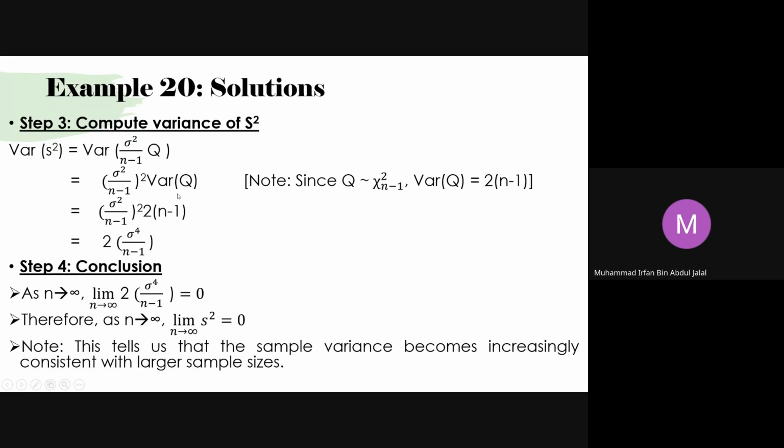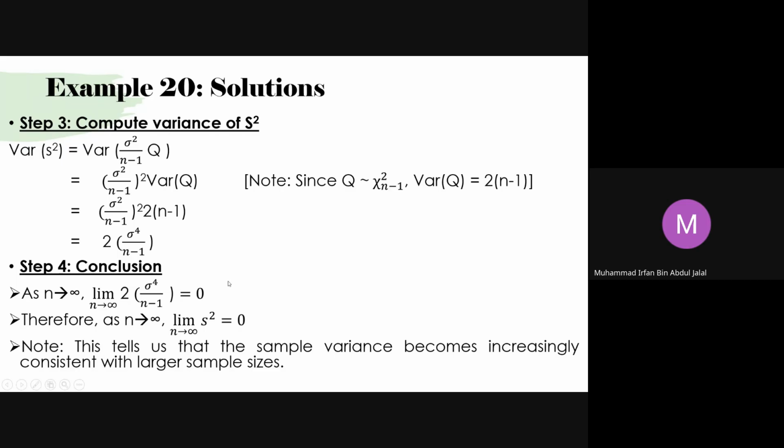So what is the variance of Q? If Q is distributed as a chi-square distribution with a degree of freedom n minus 1, based on the known result, then the variance of Q is given by 2 times n minus 1. So we substitute this value into the variance of Q here. Then we solve the algebraic equation, then we will get this quantity here: 2 times sigma to the power of 4 divided by n minus 1. So we can make a conclusion.